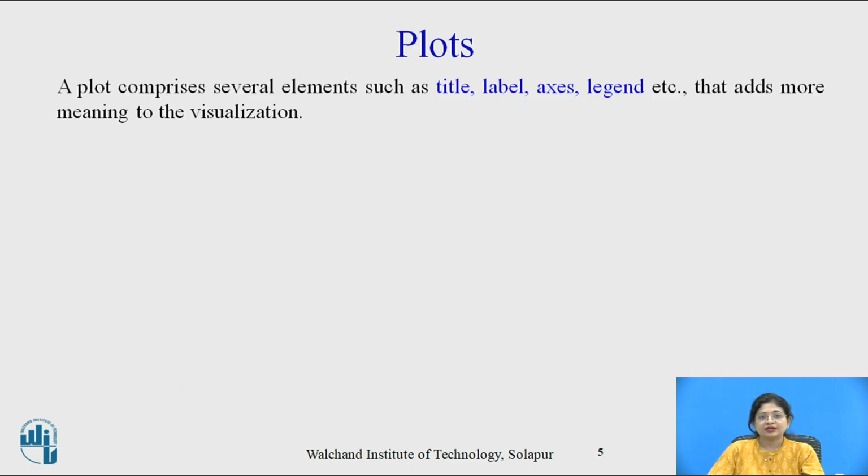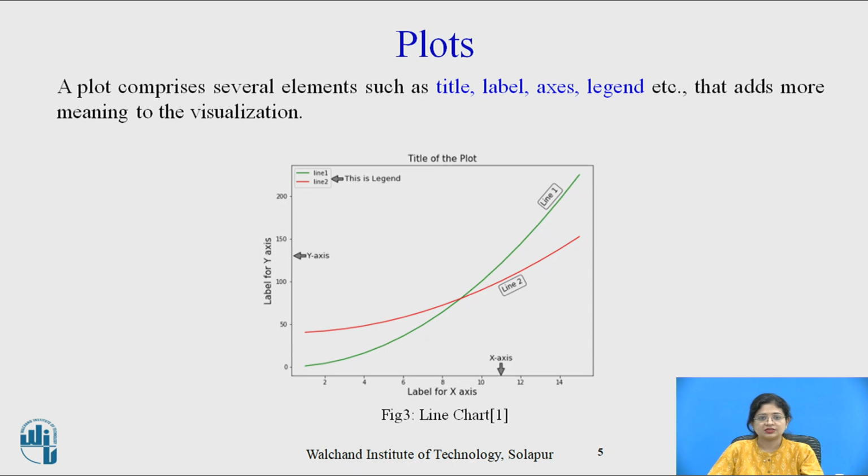Now, let me explain the plots in detail. A plot comprises several elements such as title, labels, axis and the legend, and these add more meaning to data visualization. So, let us see, this is a line chart. In this line chart many things are shown. So, let us see what the title, label, axis and legend are in this line chart.